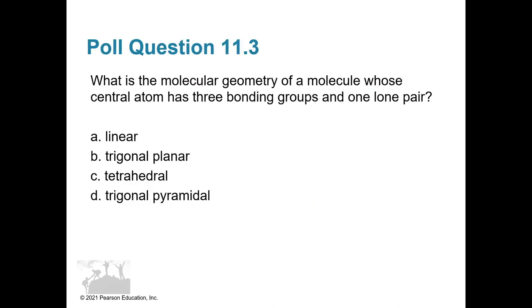Let's test for understanding. What is the molecular geometry of a molecule whose central atom has three bonding groups and one lone pair? So pause the video, look back, pick your choice, and when you're ready for the answer, click play. The answer here is letter D, trigonal pyramidal. So think back to NH3 with the three covalent bonds and one lone pair. Also, don't forget about the bond angle, 107 degrees.